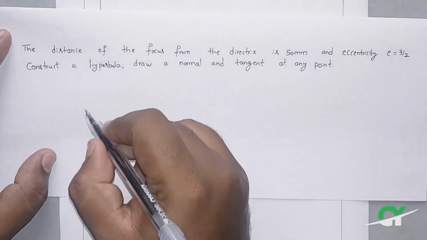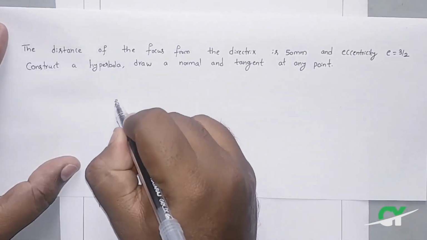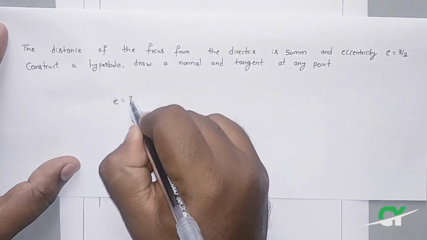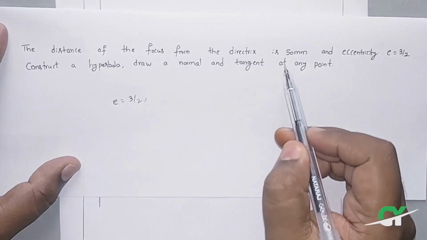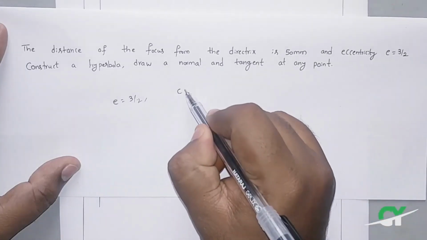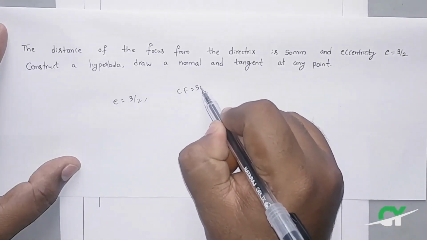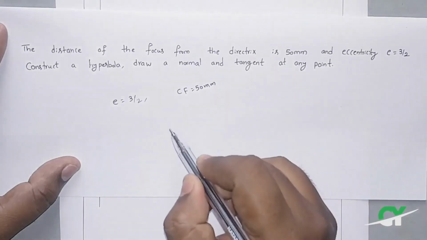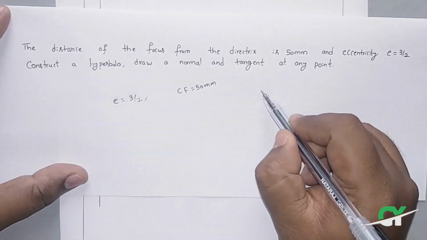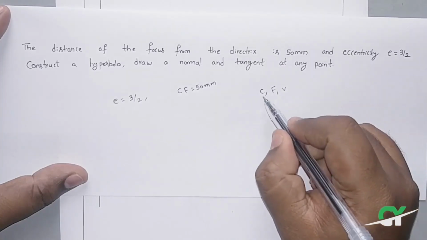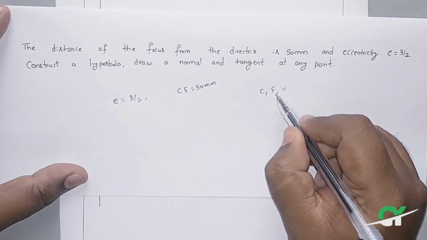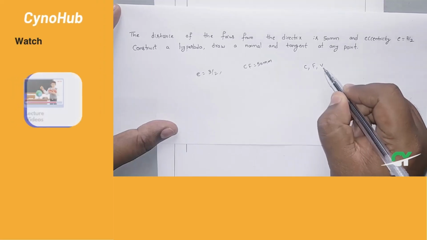For that, first we need to consider the eccentricity. They gave it as 3 by 2, and the given distance of the focus from the directrix is 50 mm. That means CF equals 50 mm. Using this information, we need to identify the positions of C, F and V, which are the directrix point, the focus point or fixed point, and the vertex point V.